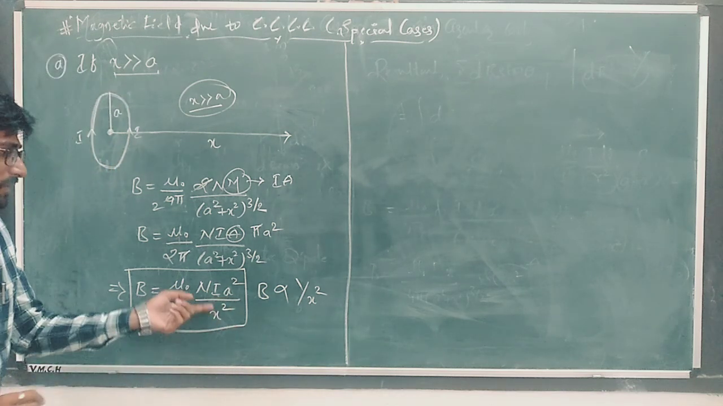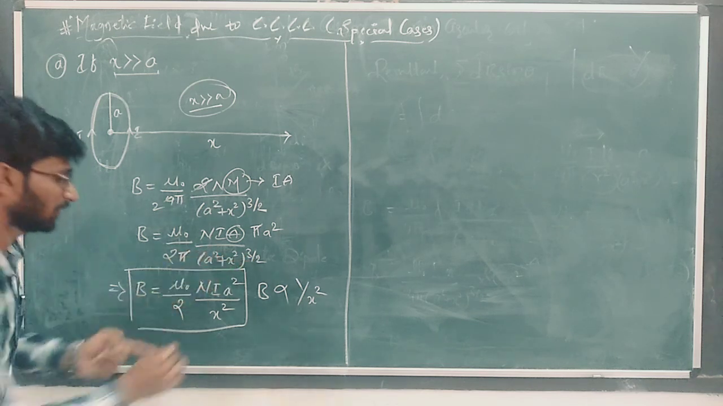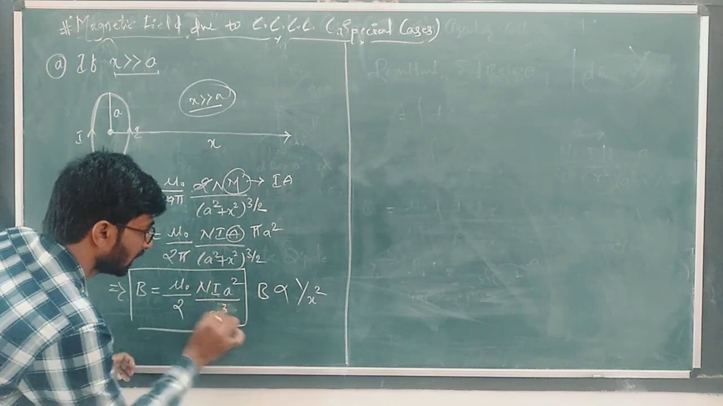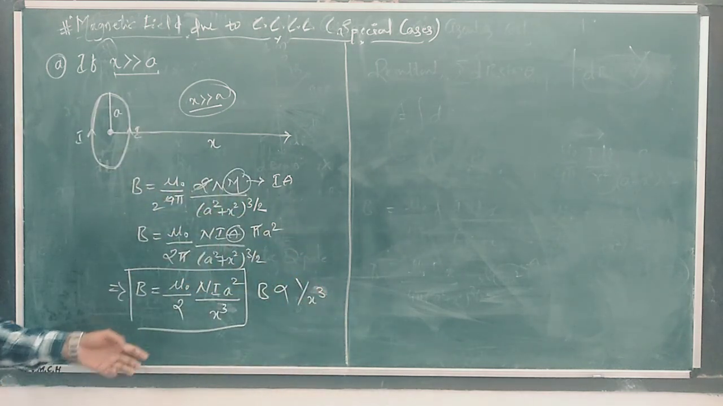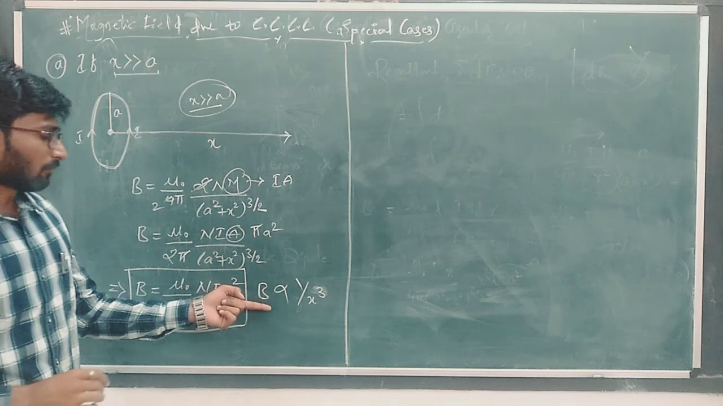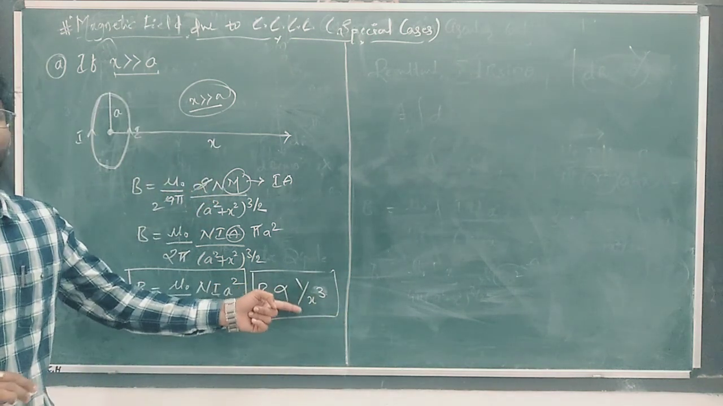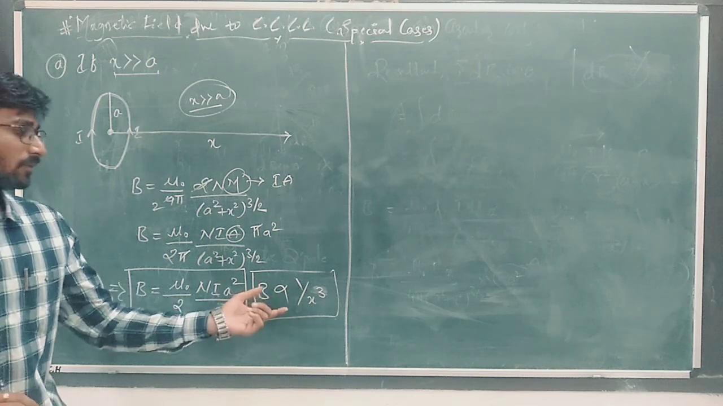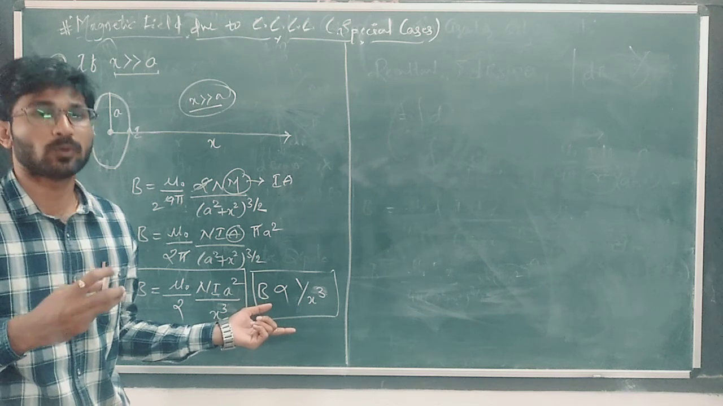There is a small point to look at here: x square to the power 3 by 2 is there, and I can write this as x cube. So what we got is that the magnetic field is inversely proportional to 1 by x cube, and it behaves similarly to an electric dipole moment.